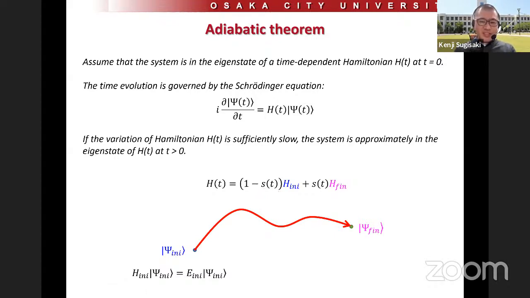If s equals 0, this time-dependent Hamiltonian is just the initial Hamiltonian. But as time proceeds, the contribution from the final Hamiltonian will increase. If s equals 1, this time-dependent Hamiltonian is represented by just the final Hamiltonian. So this is the basic idea.